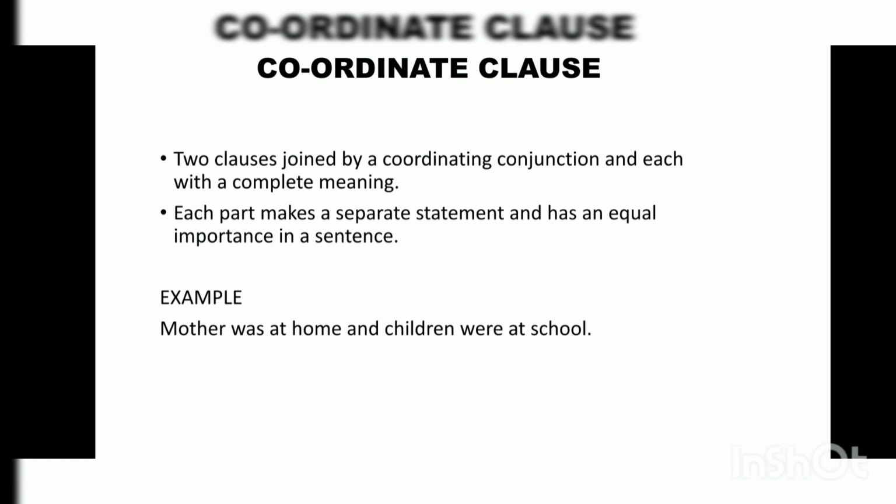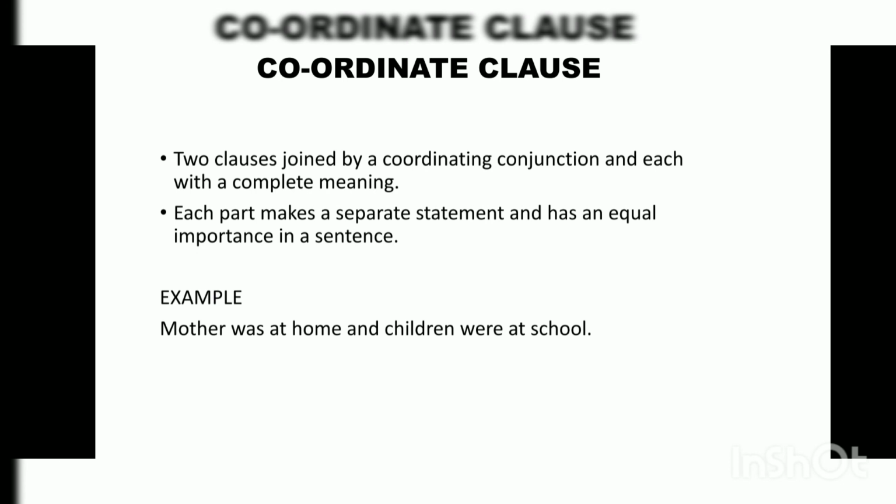Let's take two examples. Mother was at home. It is a complete sentence. Mother was at home. And children were at school. It is also a complete sentence. They are not dependent on each other. Now these two clauses are joined by a coordinating conjunction, that is and. And is a coordinating conjunction. So mother was at home and children were at school.